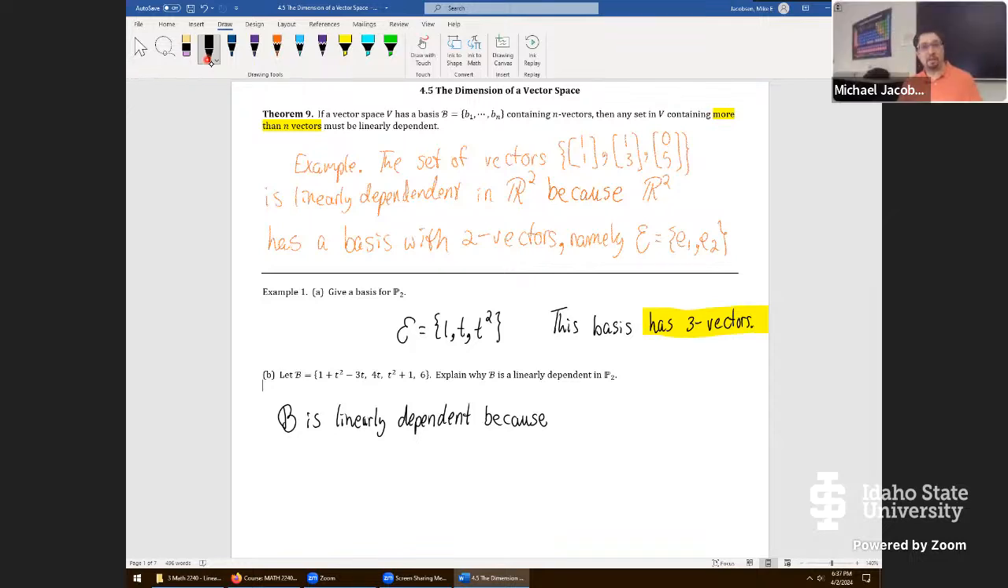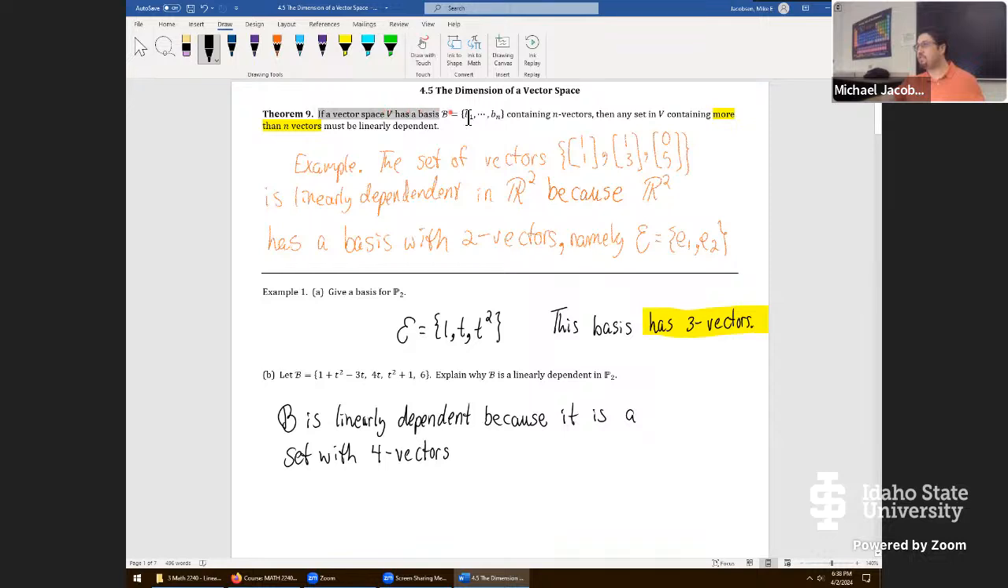It's definitely a tricky problem, but what I would do is first count the number of vectors in that basis right here. It would be my very first step. Let's say B is linearly dependent because it is a set with, and again, that's why the commas and spacing is really critical, we have 1, 2, 3, 4 different vectors. One of them is a constant polynomial. So it's a set with 4 vectors.